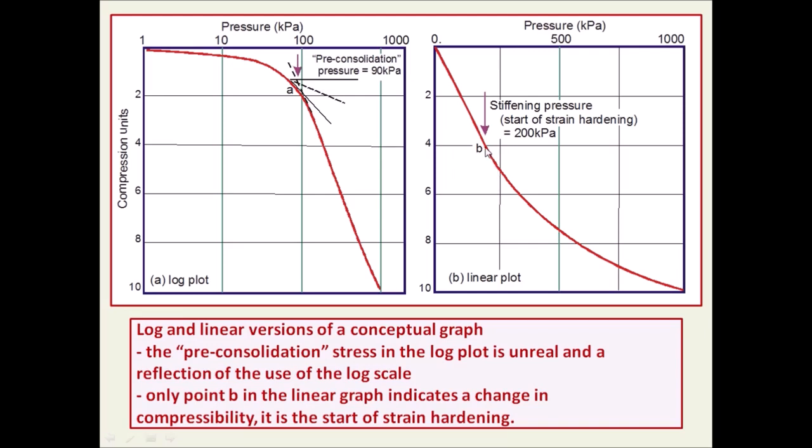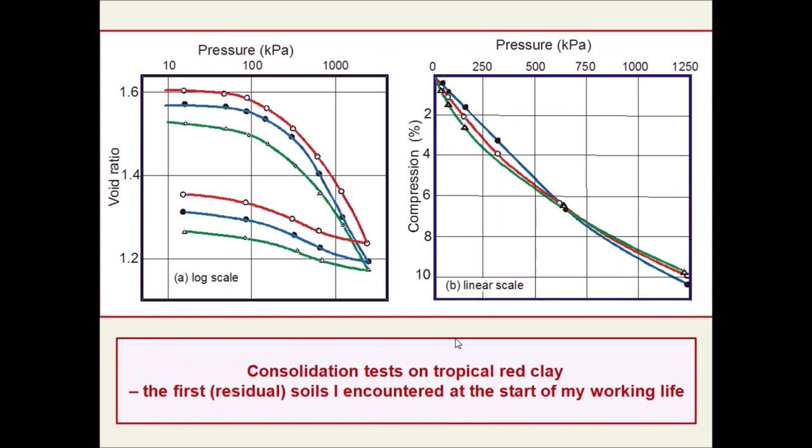There is a point, however, point B here, when the soil starts to stiffen up. So the first part is pretty well linear. From this point onwards, it starts to steadily become stiffer with increasing pressure. This is fairly typical of quite a lot of stiff soils, actually, that they're reasonably linear for a while, and they start to stiffen up as the effect of the compression or the pushing together of the particles takes over and the soil becomes less compressible. So only point B on the linear graph indicates a change in compressibility. It's the start of what we call strain hardening.